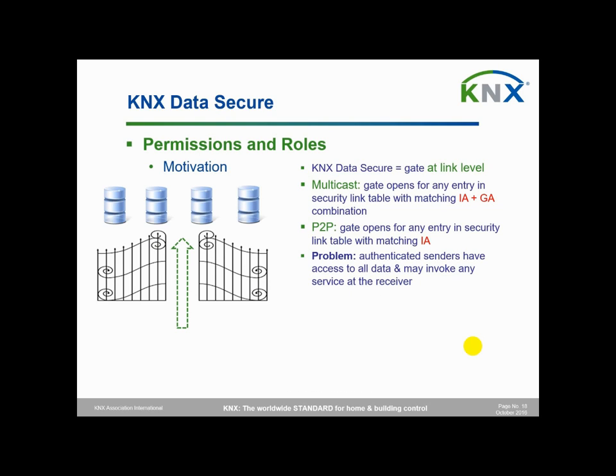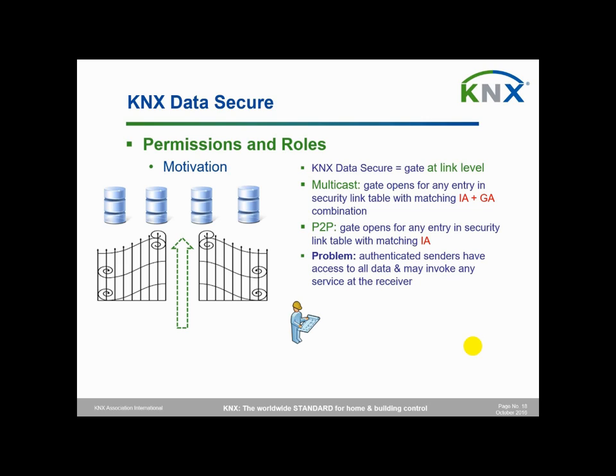Okay, permissions and roles, better said. If we look at KNX Data Secure, then what we see is a gate at link level. For multicast, it means that this gate will open for any entry in the security link table with a matching individual address plus group address combination. In case of point-to-point, the gate will open for any entry in the security link table with a matching individual address. And this could be a problem because there could be some conflict of interest, as we can call it.